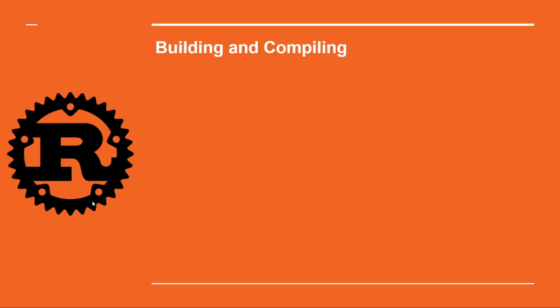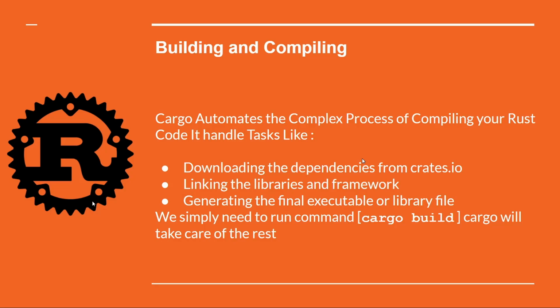Building and compiling. Cargo automates the complex process of compiling your Rust code. It handles tasks like downloading the dependencies from crates.io, linking the libraries and frameworks, and generating the final executable or library file. We simply need to run the command cargo build. Cargo will take care of the rest.